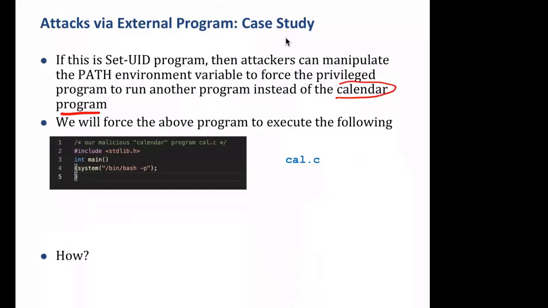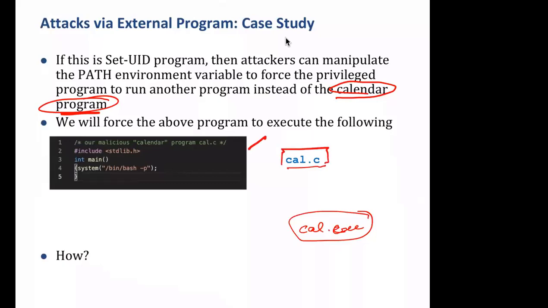So instead of the calendar program, we want to run something else. How can we do that? See, the calendar program has the name cal.c, or cal.exe or whatever. If it's an exe file, then obviously it won't have source code. So what we can do is force the program to run cal, that is, this malicious code.